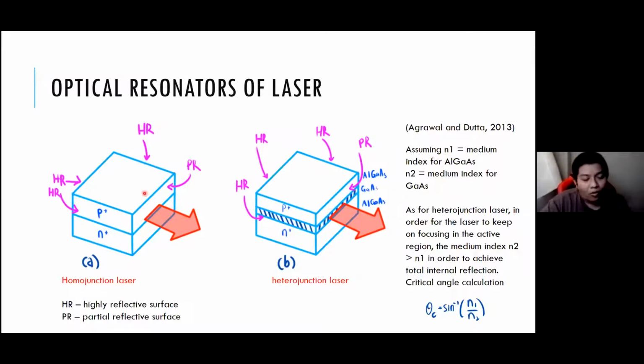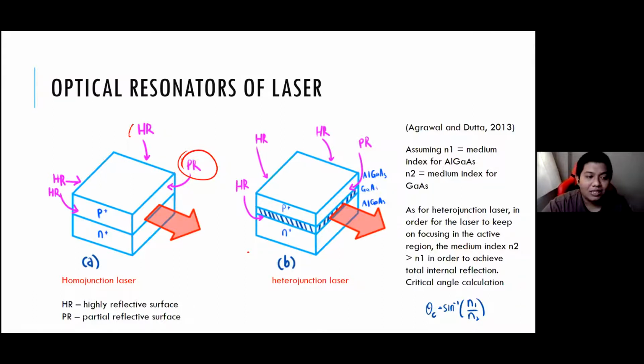So the reason why we need the optical resonators is that if you see here the part that we put the name as HR, right? This HR part means highly reflective surface, which means it acts like a mirror. And then we also have this partial reflective surface, which acts like a pass through. So what happened is that inside here, during the active region, when the photon is released, the photon is not only released in one direction, the photon will be released in many directions, right?